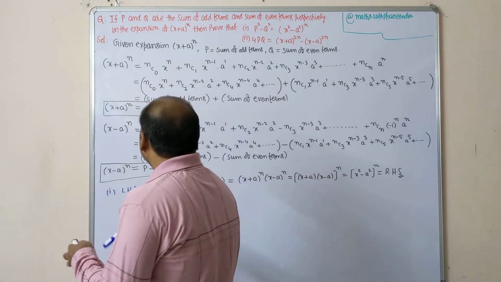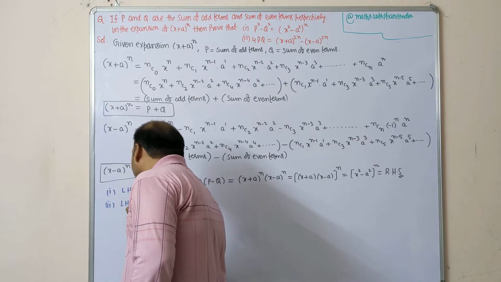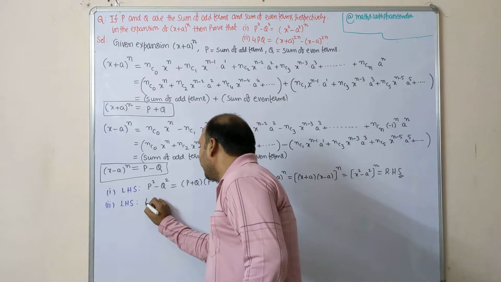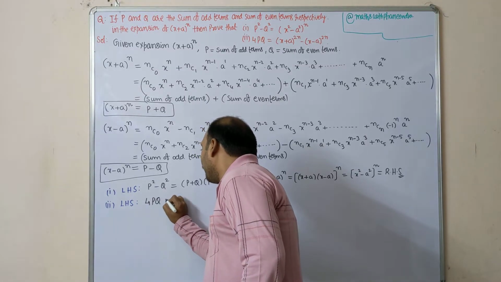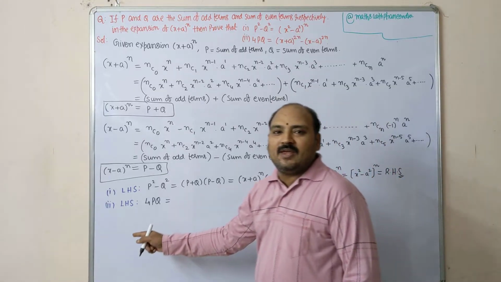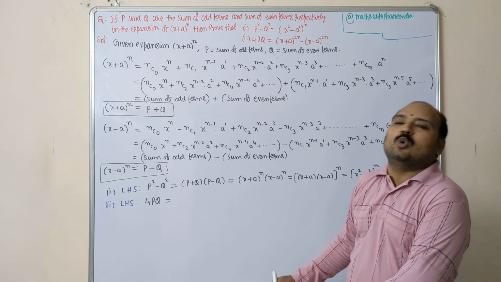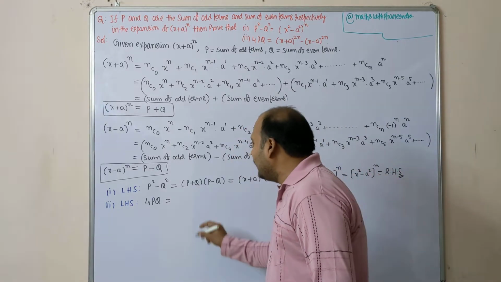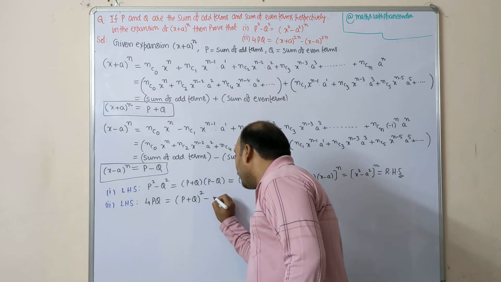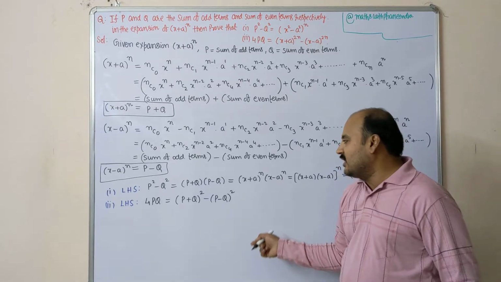Now come to the second question. In the second question, LHS. In this LHS, they are asking to calculate 4PQ. From algebraic formulae, 4AB can be written as a plus b whole square minus a minus b whole square. So 4PQ can be written as p plus q whole square minus p minus q whole square.